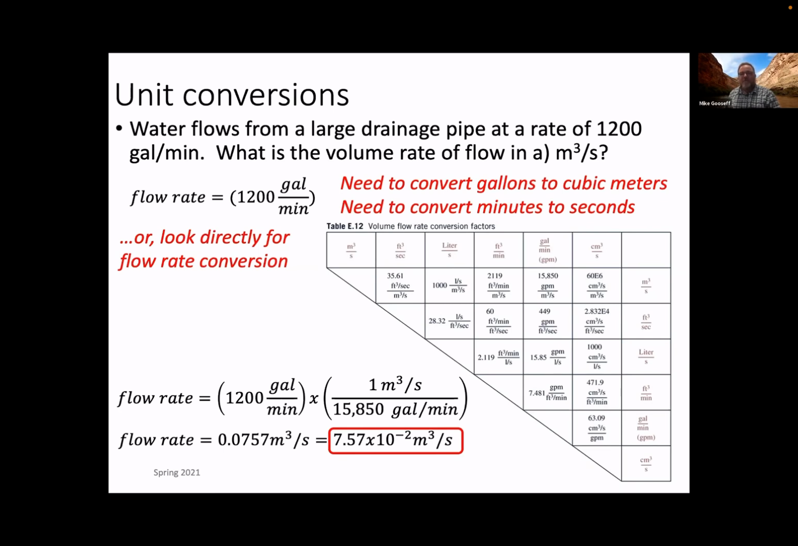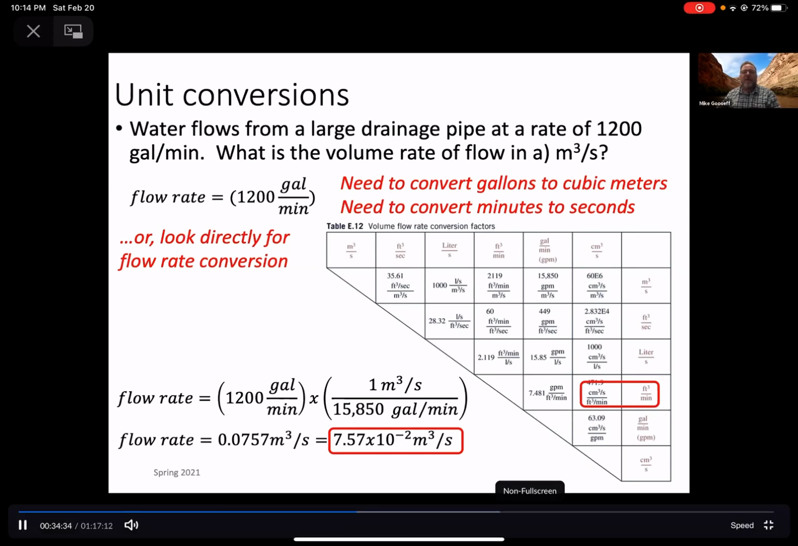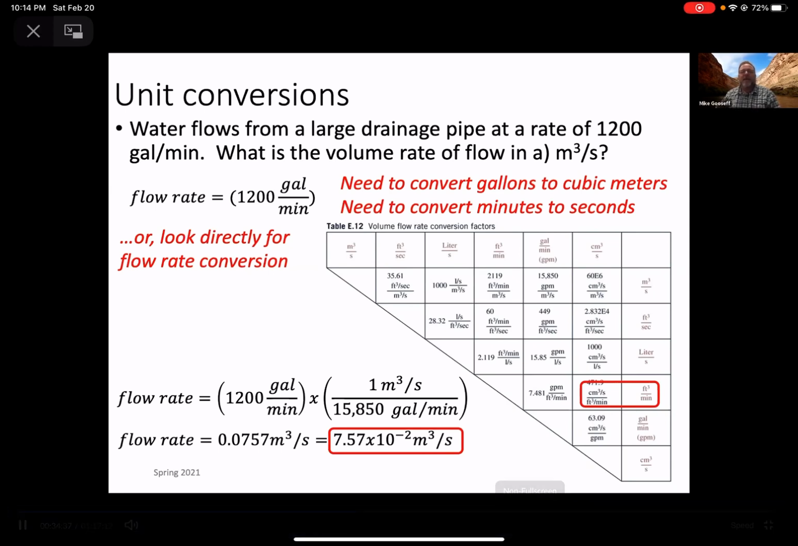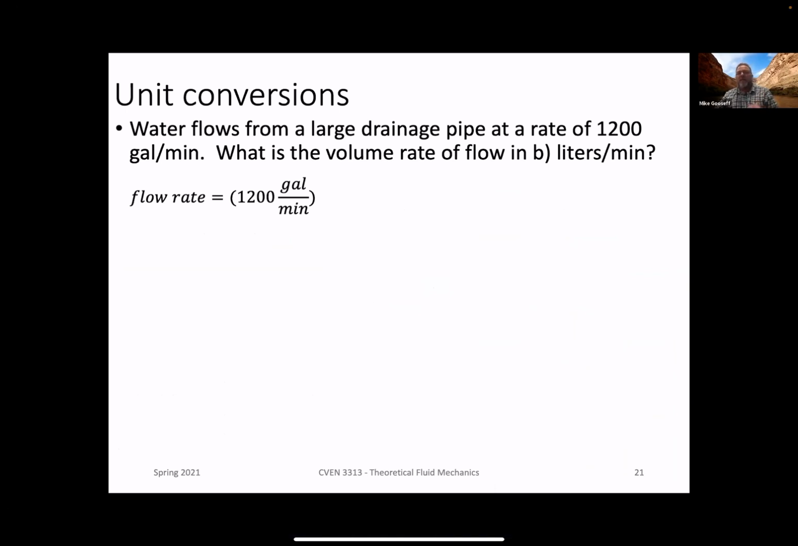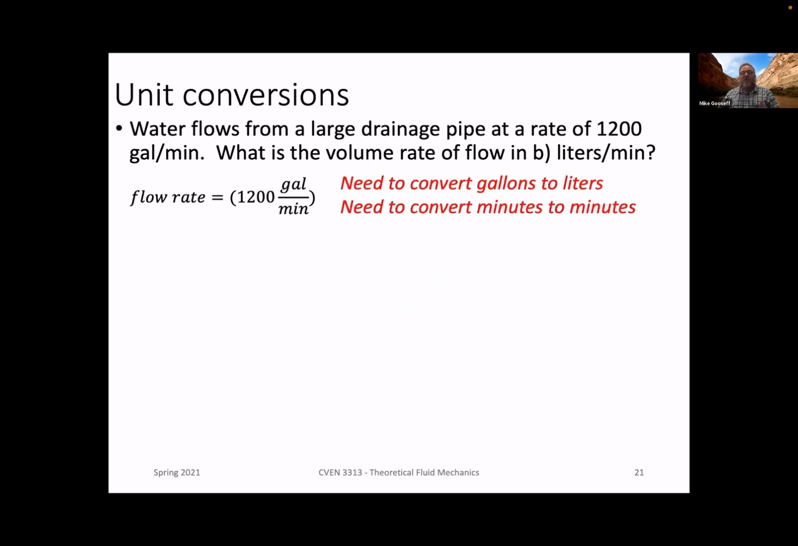final answer for this. We can also look at this then for part B, we were asked for liters per minute. Okay, so the first thing, we need to convert gallons to liters, but the conversion of minutes to minutes obviously doesn't have to happen, right? We already have minutes, so we really only need to convert one of these units. And in this case, it's the volumetric unit of converting from gallons to liters.